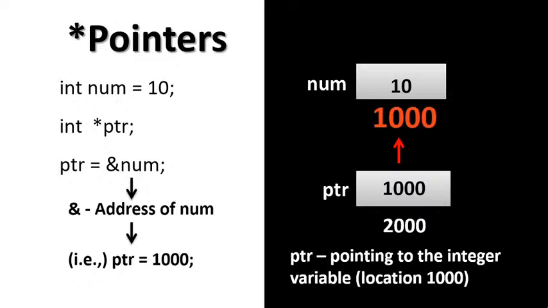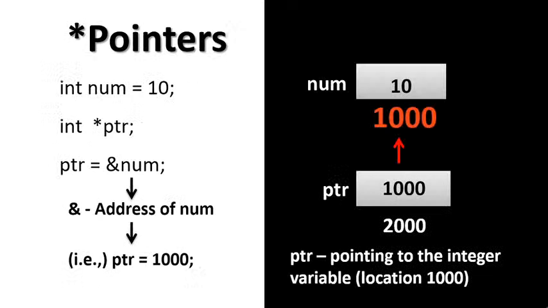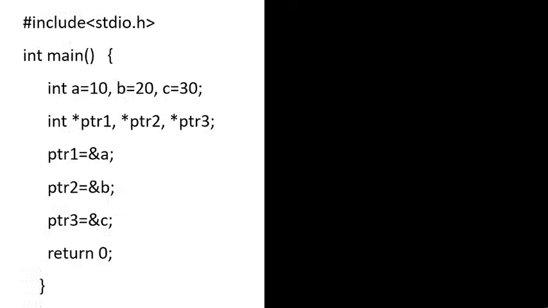Okay, so if I print star PTR, 10 will be printed, but if I print PTR, what will be printed? Thousand will be printed, the address will be printed, right? So we'll see an example here.